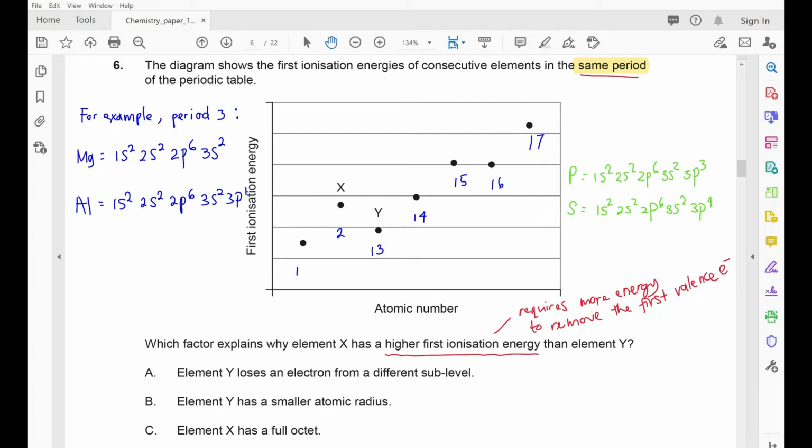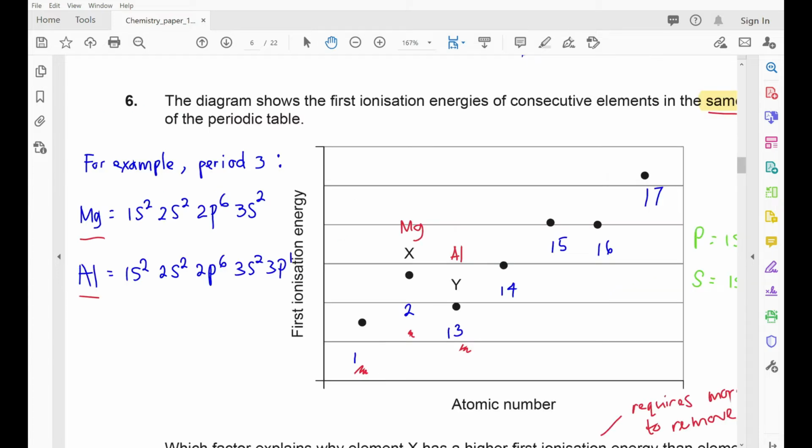Okay, let's take a look at the diagram. So I've written here the group number. We start with group number 1, 2, 13, and so on, or group 3. Let's use an example, magnesium and aluminium. Magnesium is in group 2, so that would be our X, magnesium, and aluminium will be our Y. When we remove an electron from magnesium for the first time, we will remove it from 3s orbital, one of these electrons. Whereas for aluminium, we remove it from 3p orbital, which is this electron.